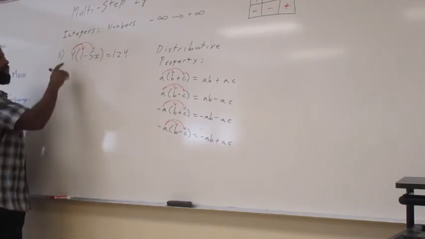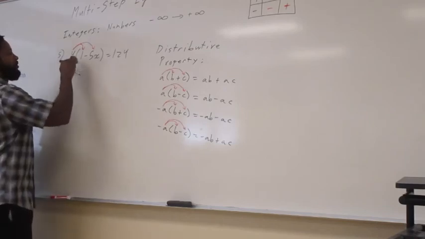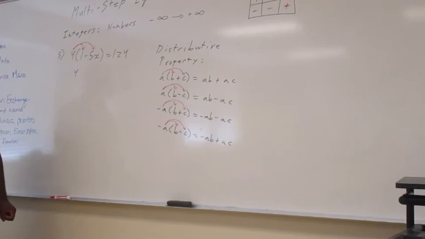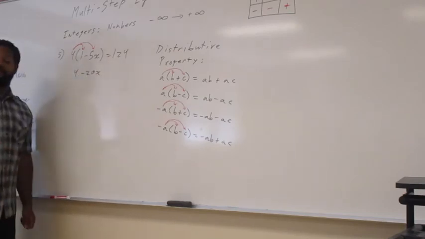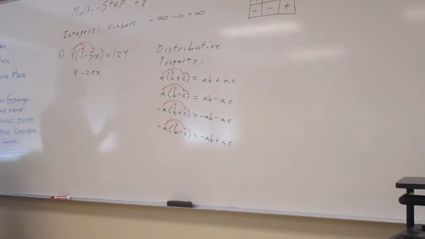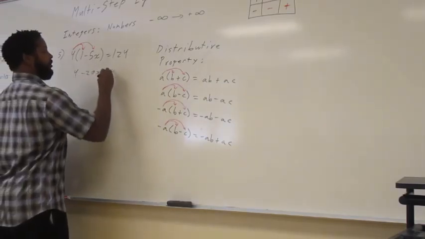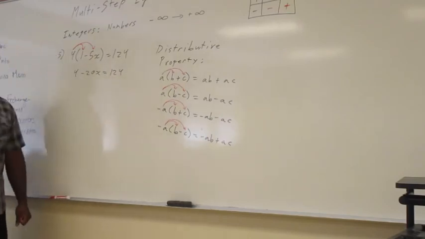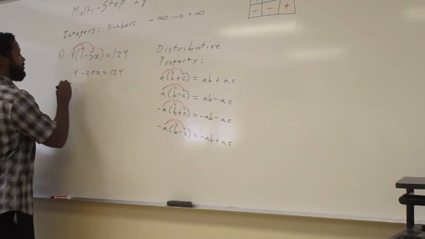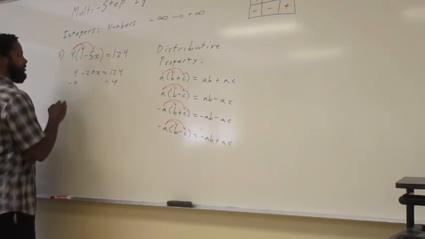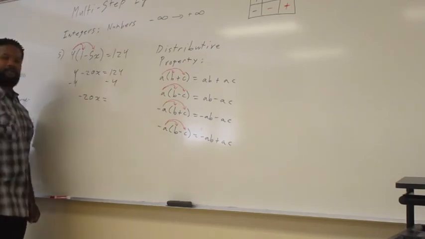So 4 times 1 is what? 4. 4 times negative 5x. Negative 20x. It's not negative 20, it's negative 20x. Be careful of that. Good job, though. Equals 124. You subtract the 4 on both sides because the 4 is a positive. You'd get negative 20x equals 120.